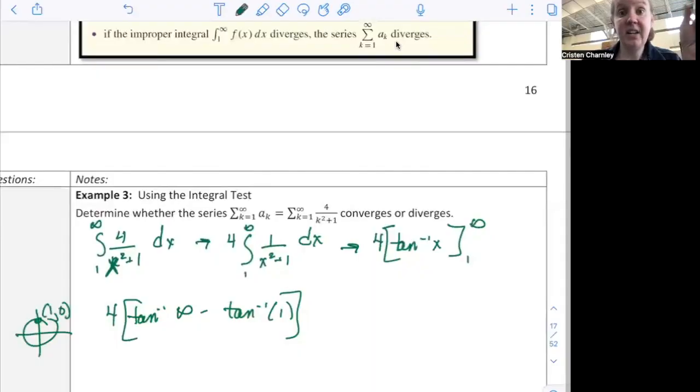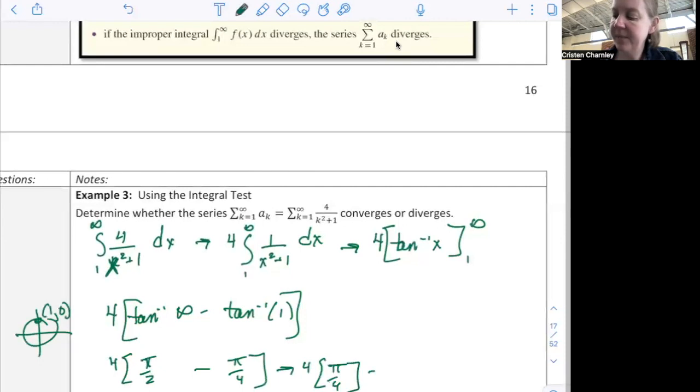That's undefined, so that means we have a vertical asymptote there. So inverse tangent of infinity is going to happen at pi over 2. So this is 4 times pi over 2 minus inverse tangent of 1. That's everybody's favorite tangent value, which happens at pi over 4. So now I have 4 times pi over 2 minus pi over 4, which is pi over 4. So the answer is pi.